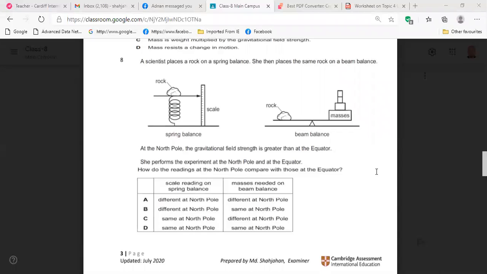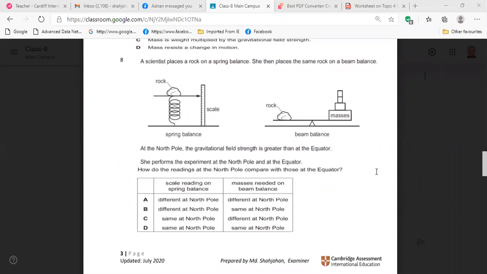Sir, because in the North Pole, the force of gravity might be different. That's why the spring balance will give a different value. Sir, weight changes but mass remains the same.